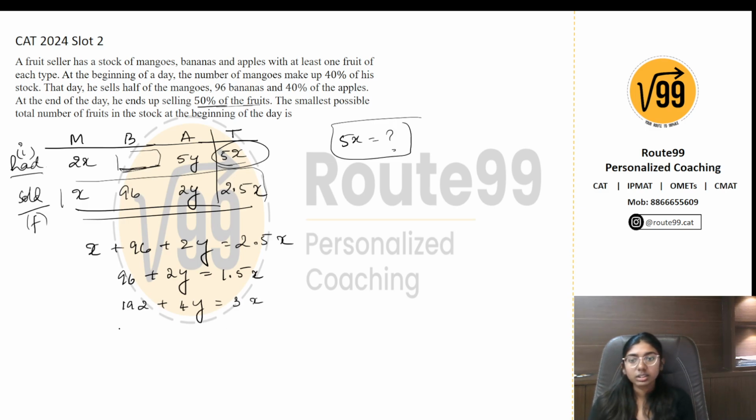Okay, so now this question has become a question of linear equations. Here I need to find the smallest value of x and y because that is what they are asking. So all I need to do is start substituting values of y in order to get integral values of x. We can't use 0 because they have told us that we have at least one fruit of each type. So let's substitute the value of y as 1.